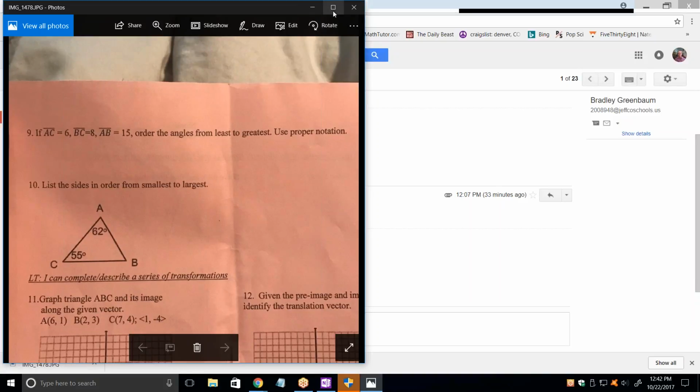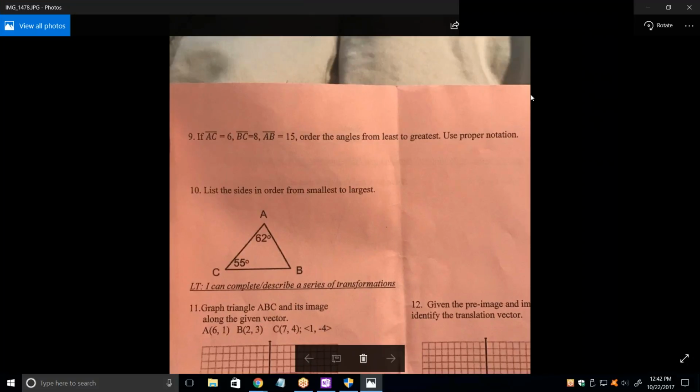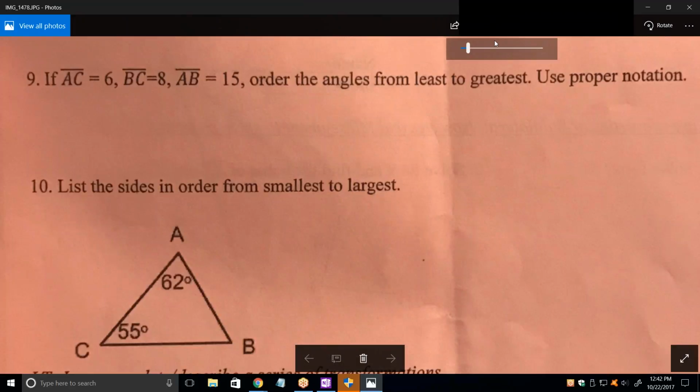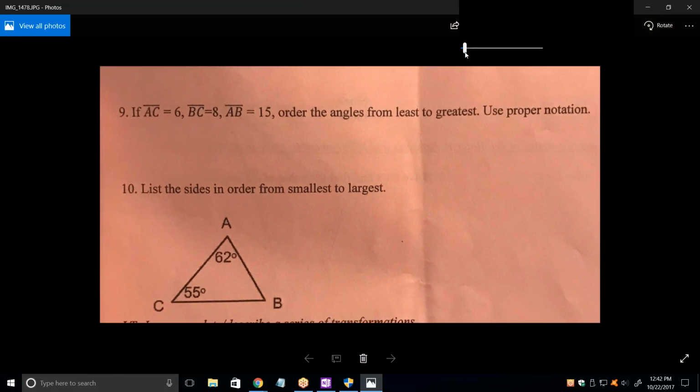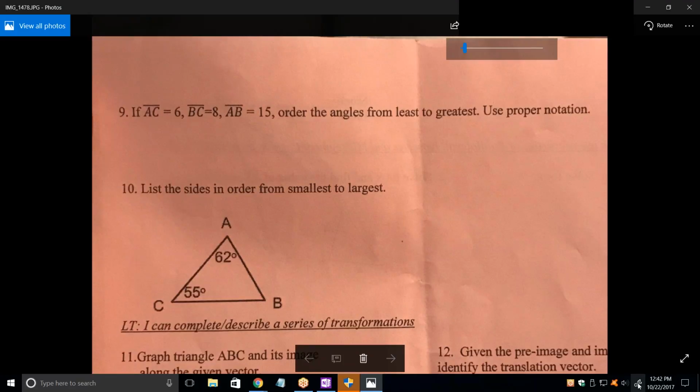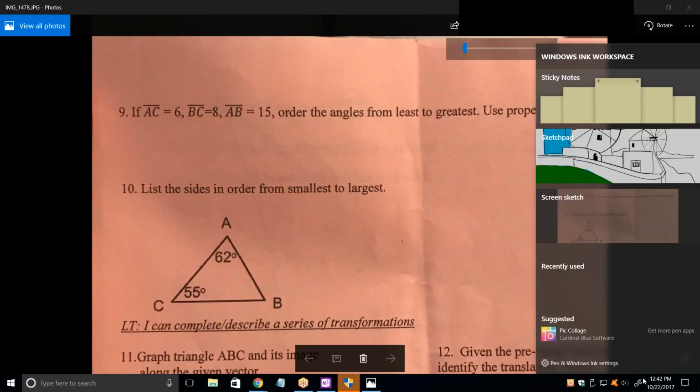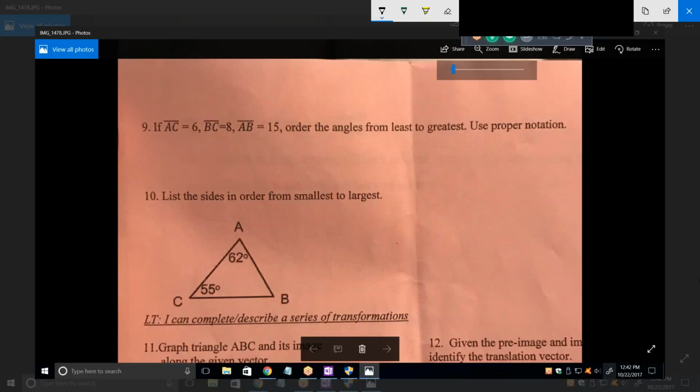All right, this is where we want to start. Yeah, 9 and 10, because we did 11, 12, and 13 the last two lessons. Okay, this question has to do with what I mentioned earlier. Lengths of the sides of a triangle always match the size of their angles. So, what's the biggest angle?